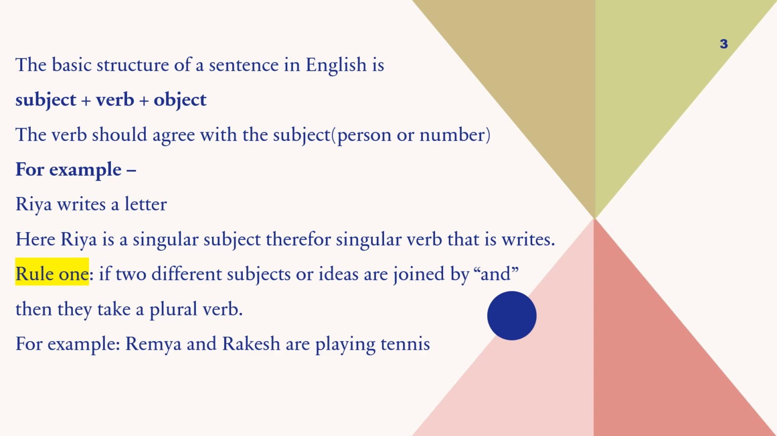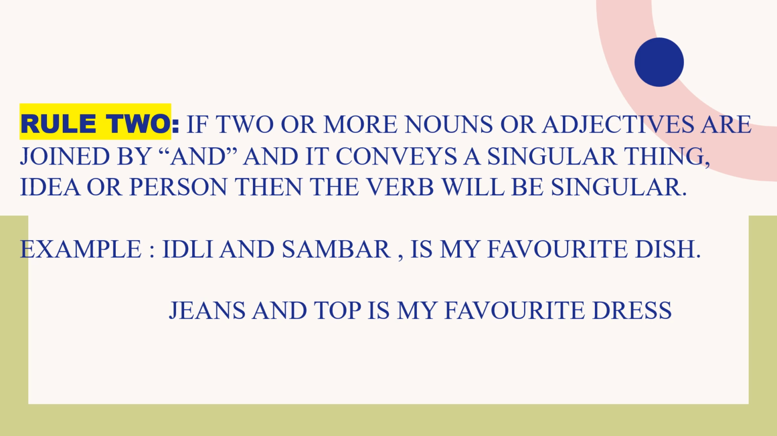Now we'll move on to rule number 2. Rule number 2. If two or more nouns or adjectives are joined by and, and it conveys a singular thing, idea or person, then the verb will be singular. So keep this in mind. If two or more nouns or adjectives are joined by and, and it conveys a singular thing, a singular idea or a singular person, then the verb will be singular. Let's look at the example.